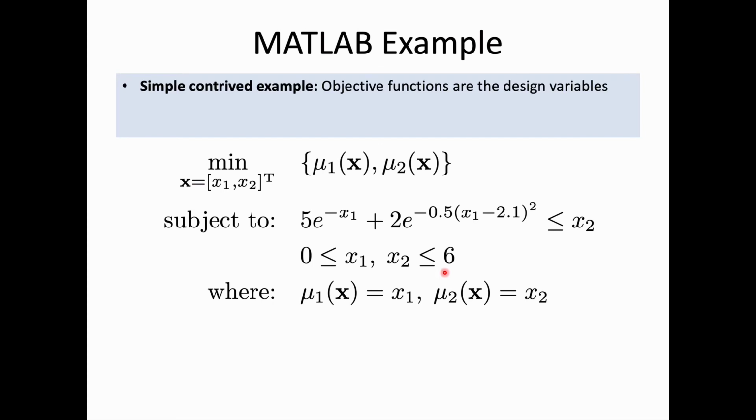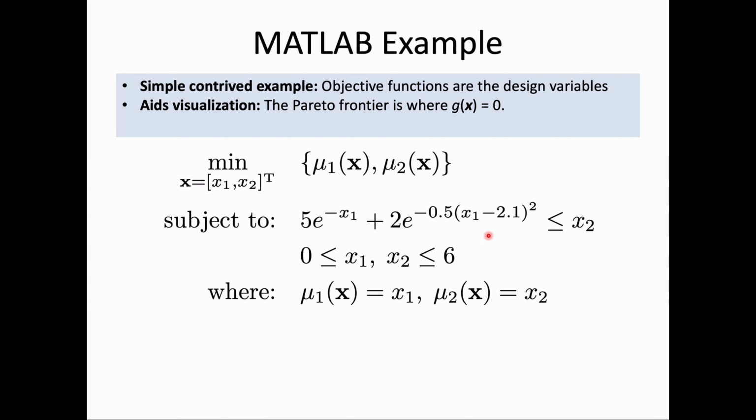This is really a simple contrived example. It is very useful for visualization, but it has a really unusual property in that we have defined our objective functions to be equal to the optimization variables. So this is not something that typically corresponds to a real engineering design optimization problem, but it's really nice for visualization purposes. The Pareto frontier, as a result of this definition, is actually where the constraint, this nonlinear constraint, is equal to 0.